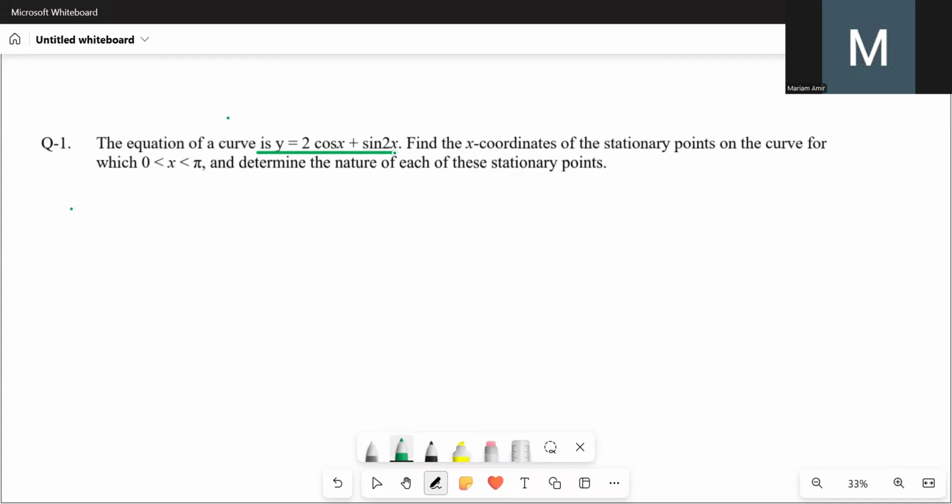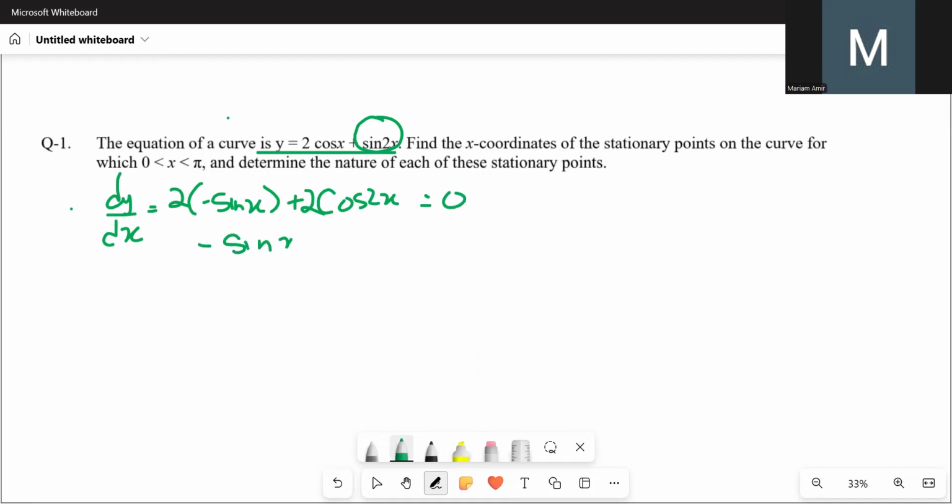For stationary points, we're going to find dy by dx and then equate it to 0. So 2 will stay 2. The derivative of cos x is negative sine x, plus the derivative of sine 2x is cos 2x times 2. So dy by dx is negative 2 sine x plus 2 cos 2x, which equals 0. We can divide by 2 on both sides. So negative sine x plus cos 2x equals 0.